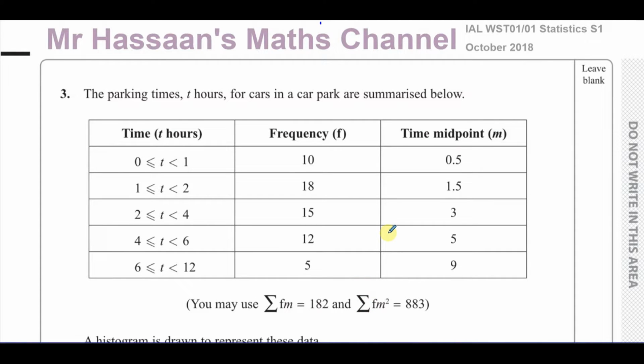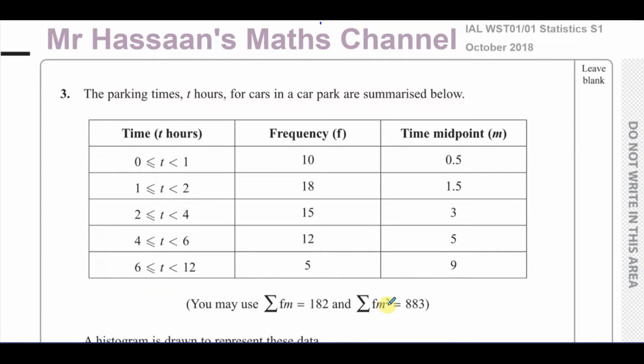I'm now answering question number 3 from the October 2018 Statistics S1 paper from Edexcel International A-Level. In this question, we have a frequency table that tells us about the parking times in hours, T, for cars in a car park. You've got the time given in groups, the frequency of the number of cars in each of the groups, and also they gave us the midpoint of each of the groups, which might come in useful.